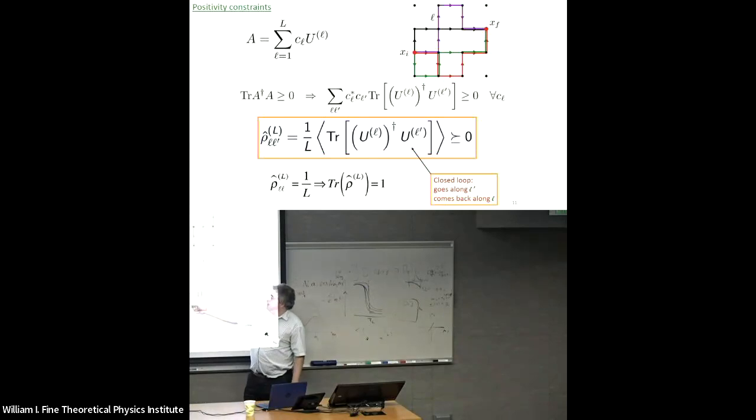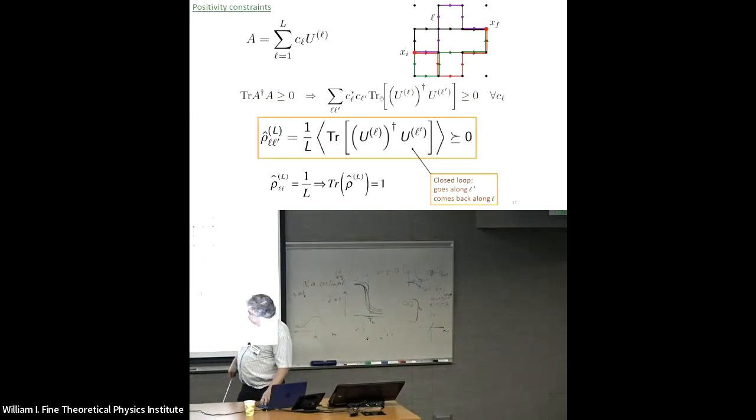but now these don't cancel, usually, unless L is equal to L prime. What this means is I go along the path L prime, and then I come back along the path L. That means that this trace corresponds to a closed Wilson loop going along L prime and coming back along L. And when I take the expectation value, this should be positive. So if I organize the expectation values of Wilson loops in a matrix, that matrix should be positive definite.